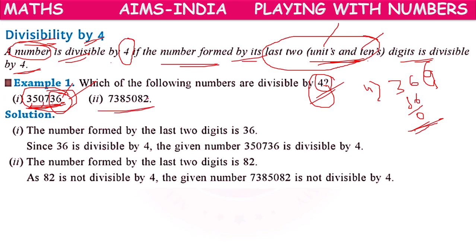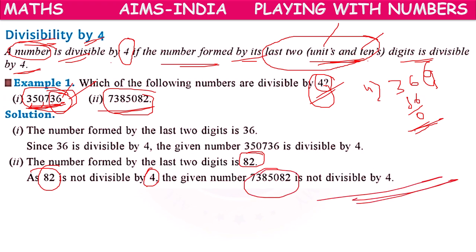In this number, the last two digits are 82. But 82 is not divisible by 4, so the total number is not divisible by 4. So this is the divisibility rule by 4.